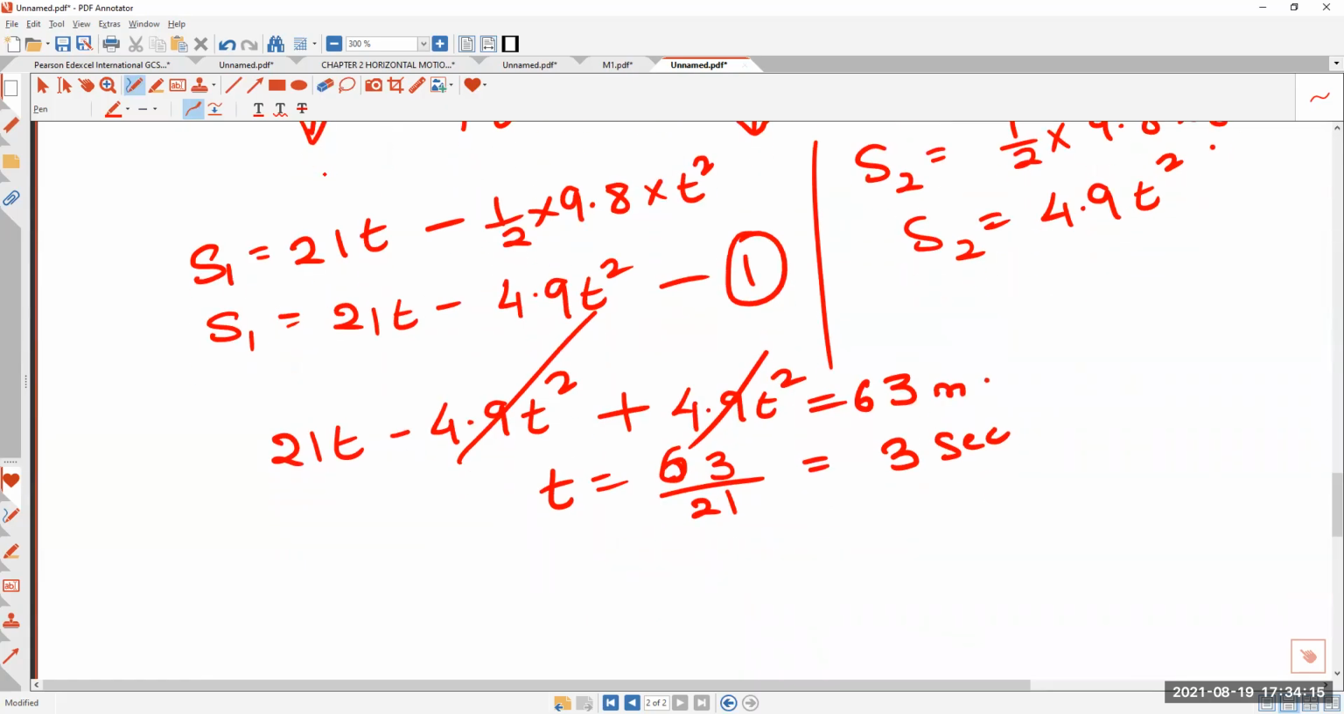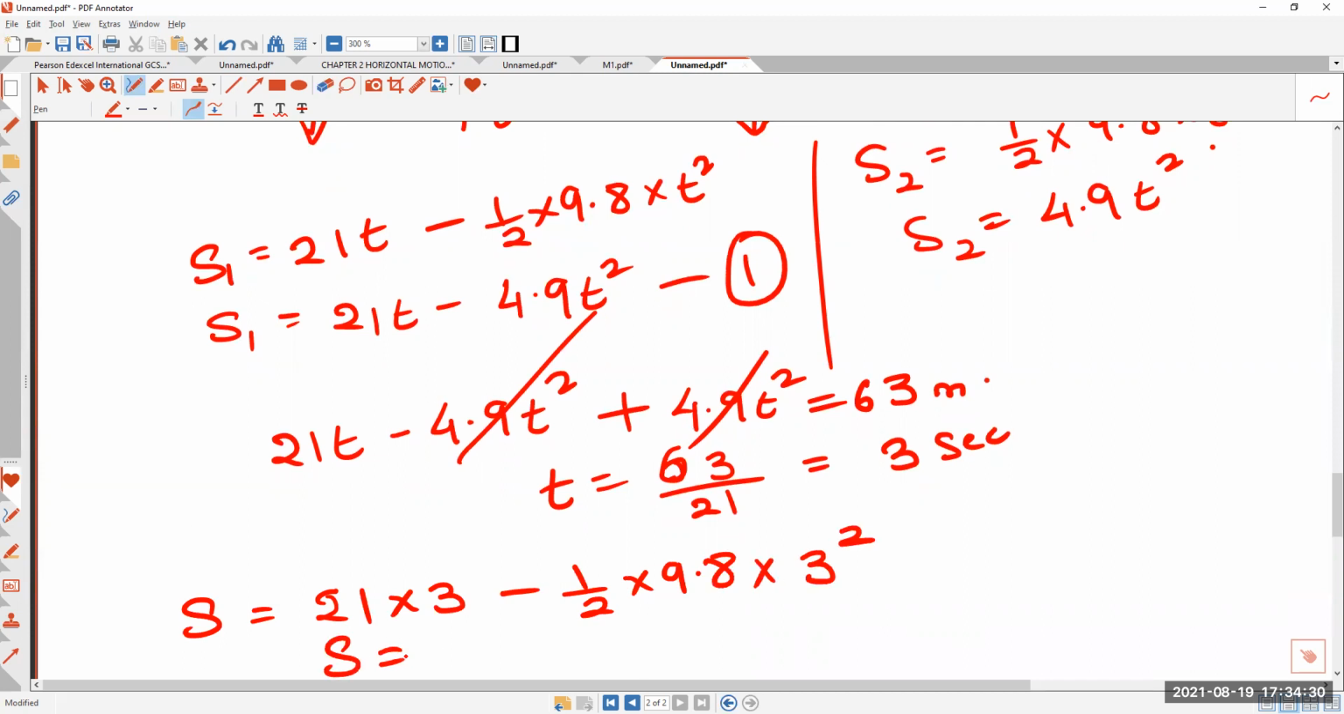From the ground, how much distance did he cover? Which formula? S equals ut plus half at square. S equals u, which is 21, times t, minus half at square. What S are you getting? From the ground, at what height did they collide? They collided 3 seconds after projecting it. 18.9 meter. So at 18.9 meter from the ground, they collided, both of them.